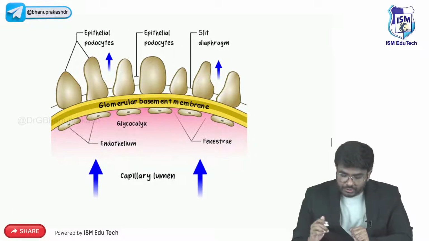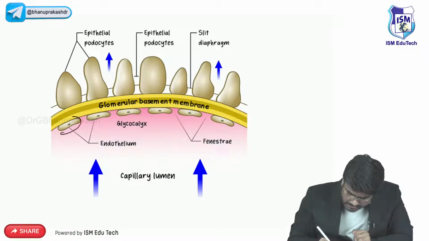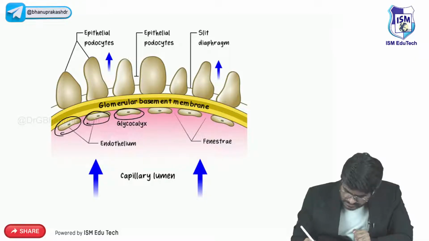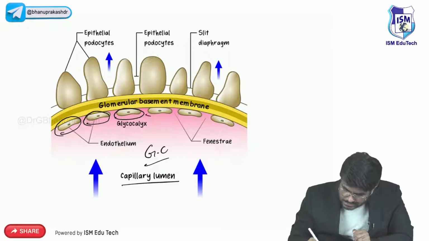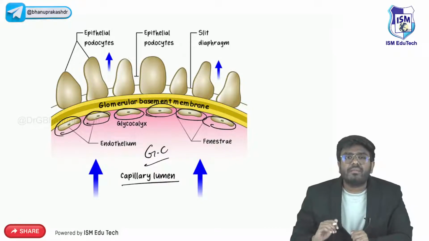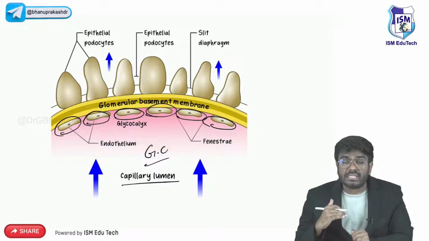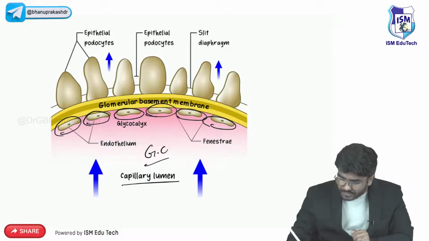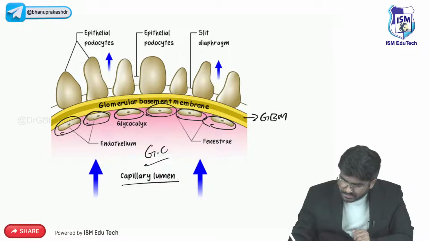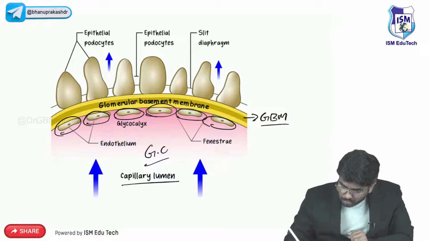Now for your exam, what you should know. Guys, please look here. These are the endothelial cells. This is the glomerular capillary, and this is the lumen of the glomerular capillary. The endothelial cells are sitting on the glomerular basement membrane. Down to the glomerular basement membrane, what do we have? These are the podocytic cells.